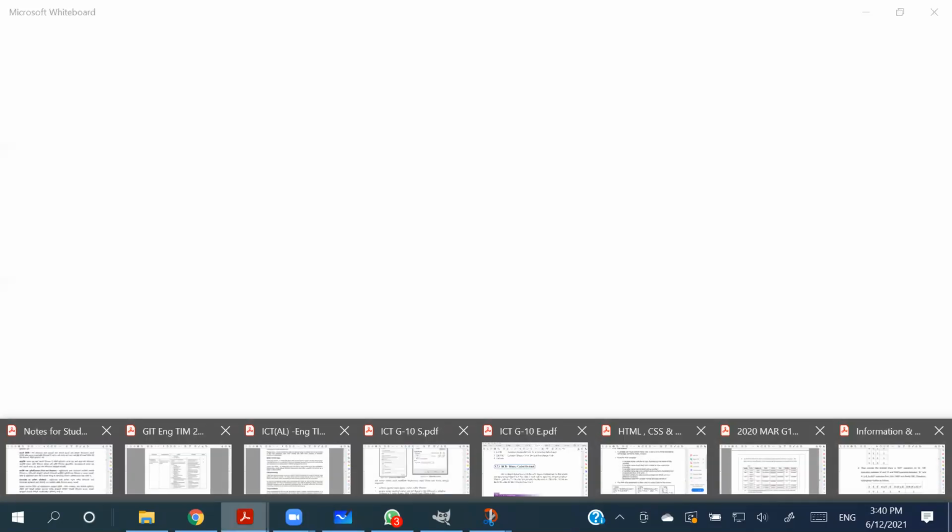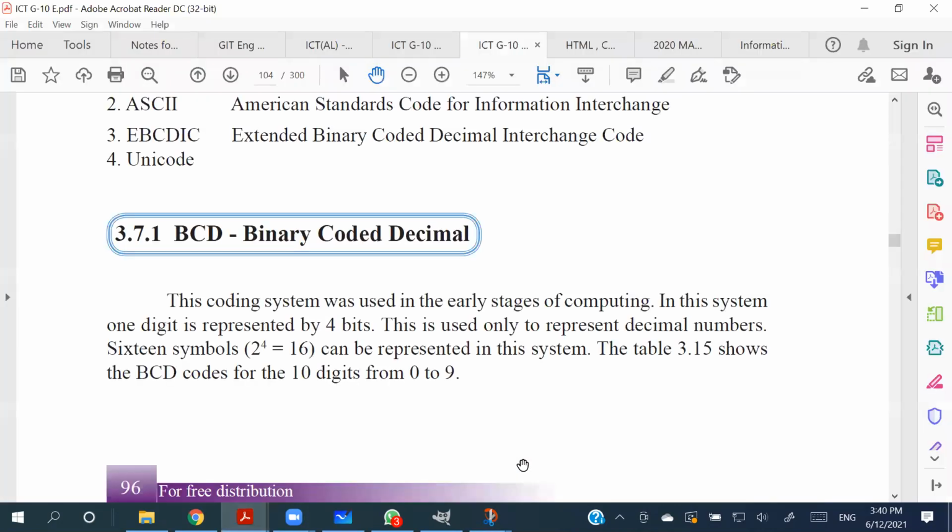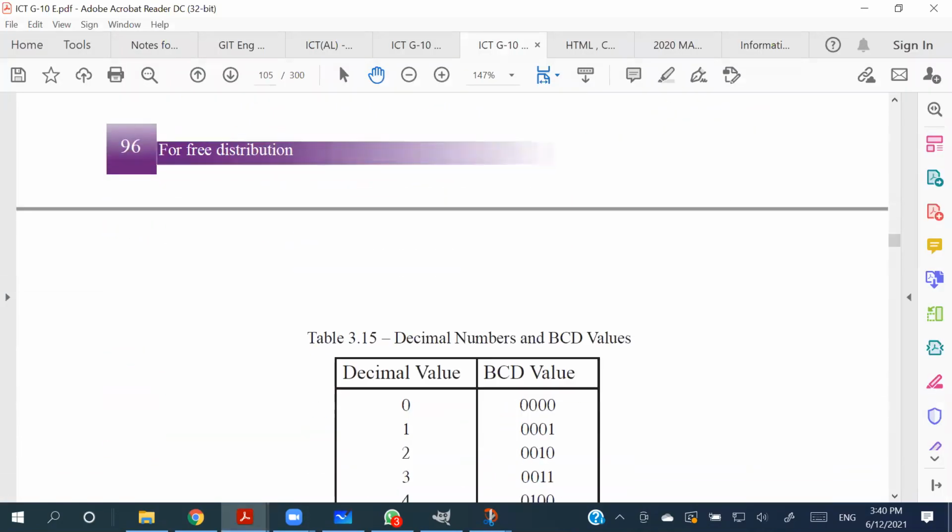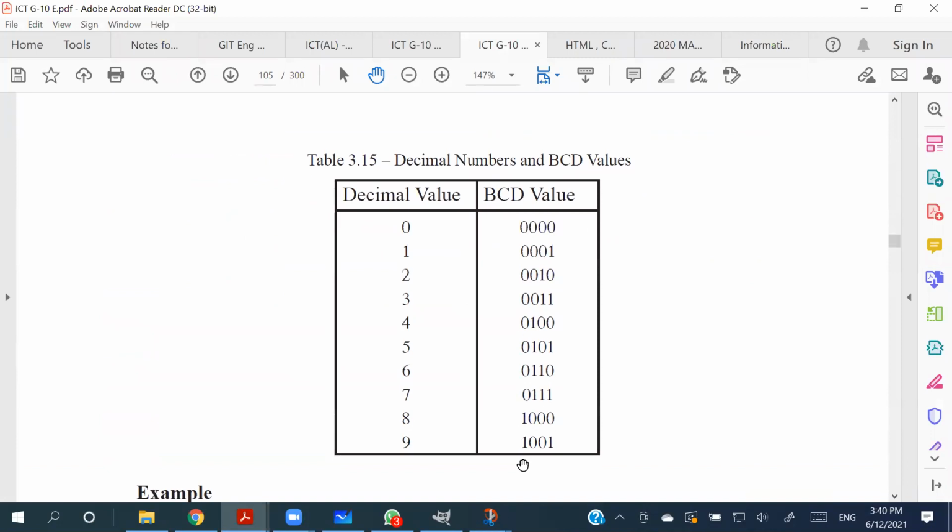Something went wrong. Yeah, so let me refer to it from your textbook. The textbook has this thing. So I was writing this for you to show, right? What they have done is this. They represent a particular decimal value in 4 bits. Likewise, 1, 2, 3, 4, 5, 6, 7, 8, 9 is represented as a 4-bit code.